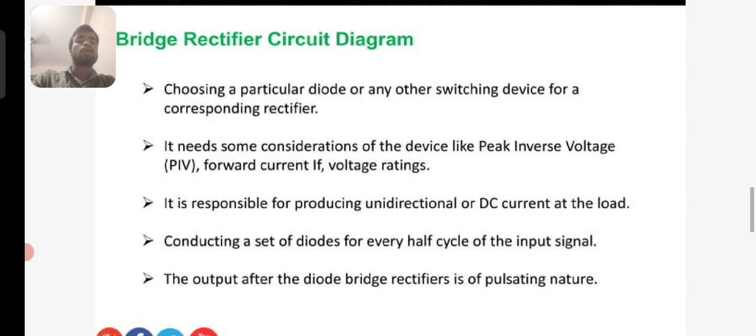In choosing a particular diode or any other switching device for a corresponding rectifier, it needs some consideration of device ratings like peak inverse voltage, PIV, or forward current and voltage ratings. It is responsible for producing unidirectional or DC current at the load, conducting a set of diodes for every half cycle of the input signal. The output after the diode bridge rectifier is of a pulsating nature.